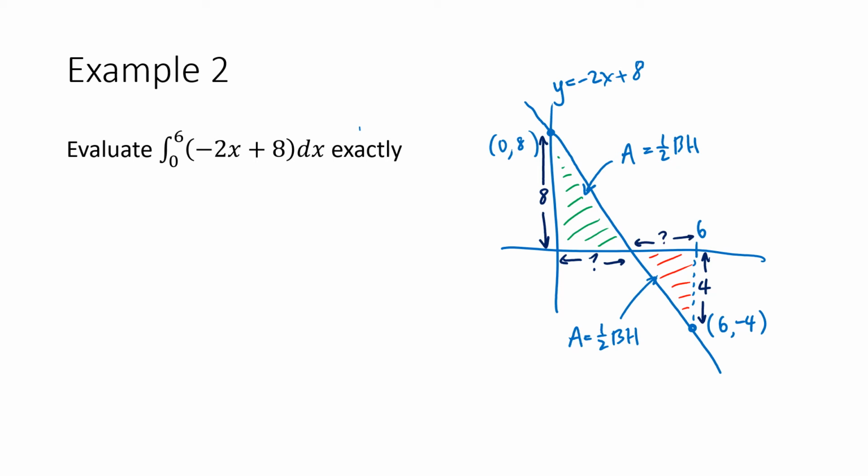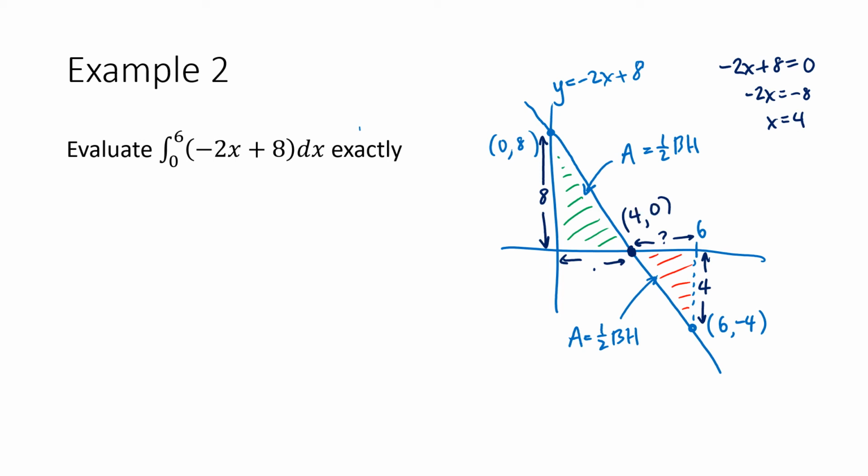Well, to figure those out, all we need to do is figure out where this function crosses the x-axis. Where is this point where this line crosses the x-axis? Well, the x-axis is where y equals 0. So all I have to do is set -2x plus 8 equal to 0 and solve. -2x equals -8, x equals 4. So this point right here is actually the point (4, 0).